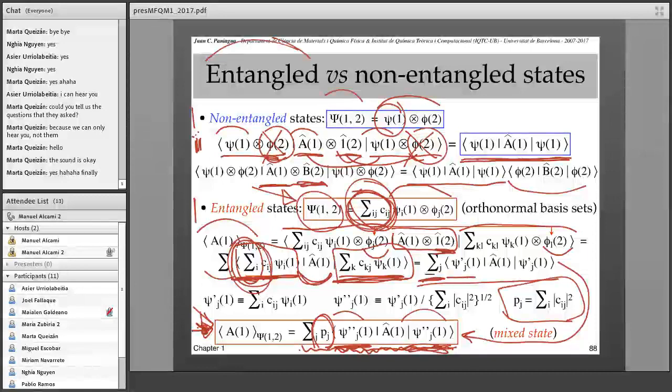So in this case, we say that the particles are in an entangled state. In the first case, we say that the particles are in a non-entangled state. In a non-entangled state, each particle has its own state vector. In an entangled state, this is not the case. The state vectors combine the two particles, and the only way to assign a state to individual particles is as mixed states.